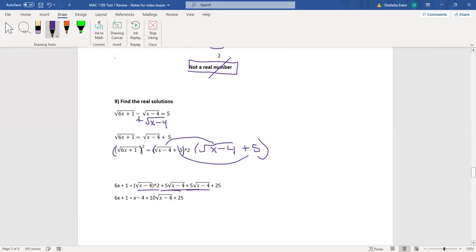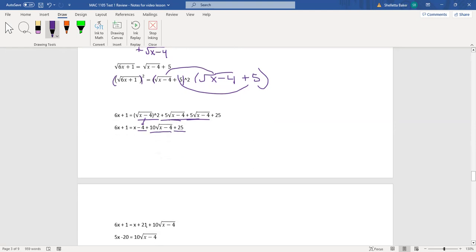Combining like terms, 5 square root of x minus 4 plus another 5 square root of x minus 4 gives us 10 square root of x minus 4. Carry down the 25, carry down here, square root of x minus 4 squared, that just gives us x minus 4 without the radical. We combine like terms, okay? So that minus 4 and the plus 25, those two can be combined to get 21. Carry down the x and carry down the 10 square root of x minus 4. On the left side, carry down 6x plus 1.